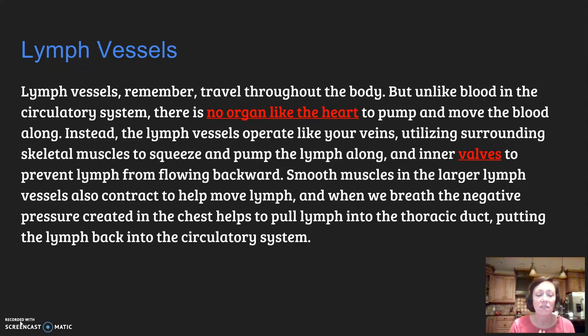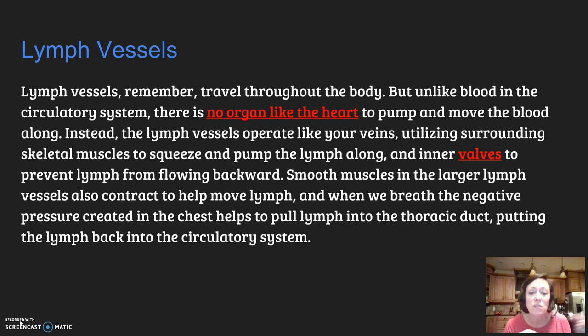Those lymphatic vessels have skeletal muscles that are right next to them, and as those skeletal muscles squeeze, it helps to push and pump the lymph along so that it can run its course. And then inside the lymph vessels, like the veins of your body, you have valves that prevent the lymph from flowing backwards, so it prevents any backflow.